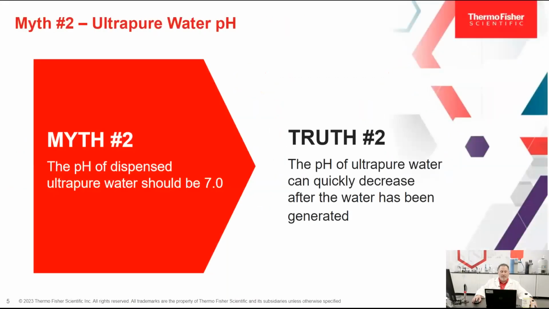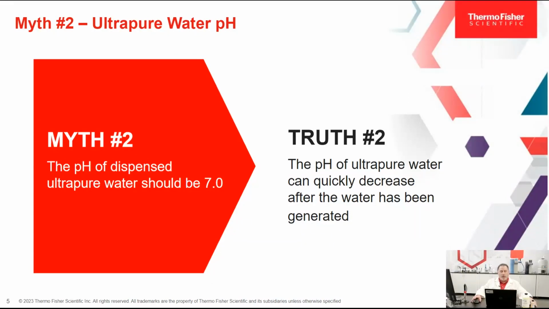And now our second myth. The pH of dispensed ultra-pure water should be 7.0. Everyone knows the pH scale goes from 0 to 14. So after generating ultra-pure water, the pH should be exactly 7.0, right? And it's easy to measure. But again, there's more going on than we might realize.